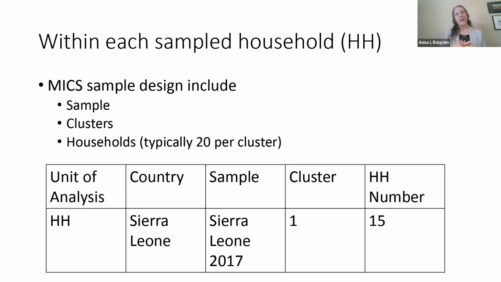So in this example, I'm using the sample of Sierra Leone 2017, cluster number 1, and household 15. So this would be the information available on the household record for this particular household.